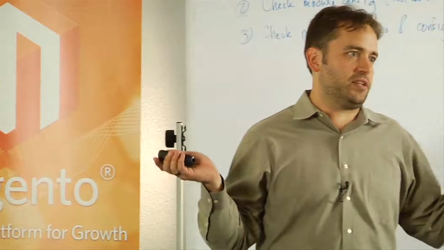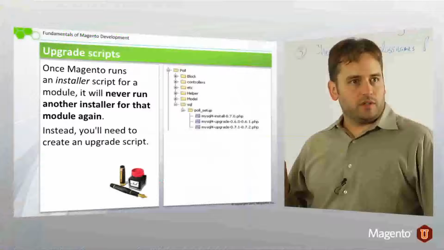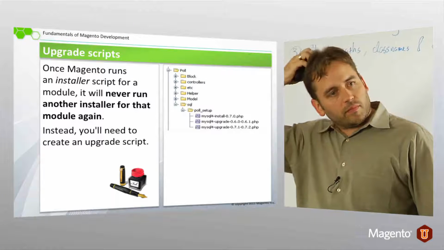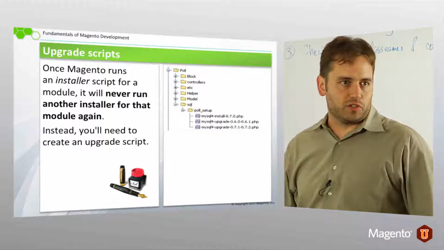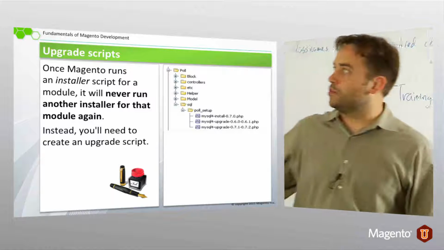So tactically, they're the exact same thing. As I was saying, once Magento runs an installer script for a module, it'll never run another installer for that module again. Essentially, once our module setup node has been saved into core resource, from that point on, we only run upgrade scripts. And this is the structure.